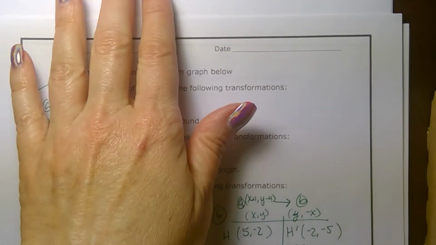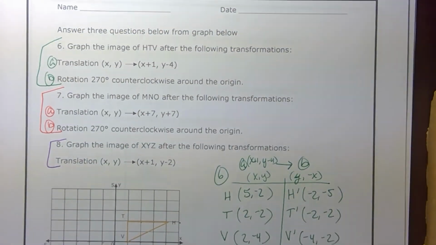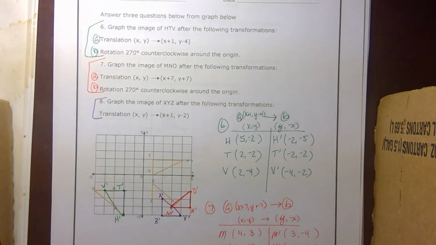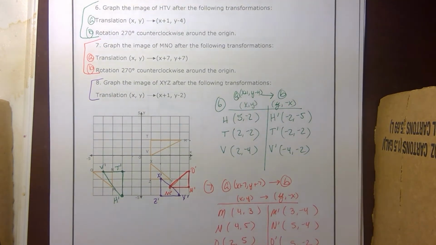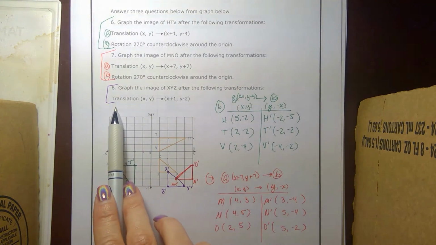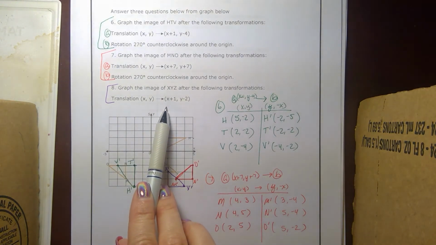Number 6 through 8, 6, 7, and 8, this one's a little confusing because it's all on one graph. So I didn't set up a grid for number 8 because 8 is just a translation. I'm just moving my triangle to the right and down. So this triangle XYZ becomes X prime, Y prime, Z prime. It moves to the right 1, down 2. That one's a pretty simple little translation.